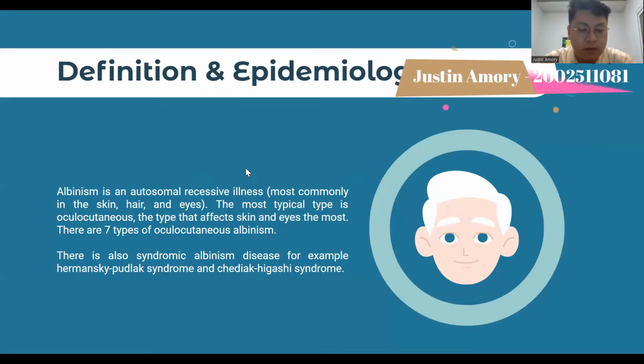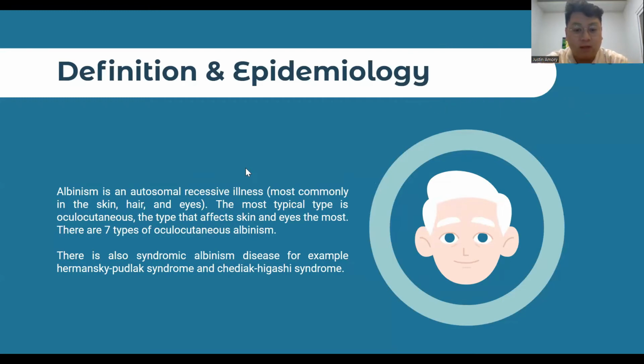My name is Jason Emery. The last 3 digits of my student ID are 081, and today I'm going to present the definition of albinism. Albinism is an autosomal recessive illness, most commonly affecting hair, skin, and eyes, and the most typical type is oculocutaneous, the type that affects the skin and eyes the most. There are in total 7 types of oculocutaneous albinism. There's also syndromic albinism, for example, Hermansky-Pudlak syndrome and Chediak-Higashi syndrome. That's all for me. Thank you.